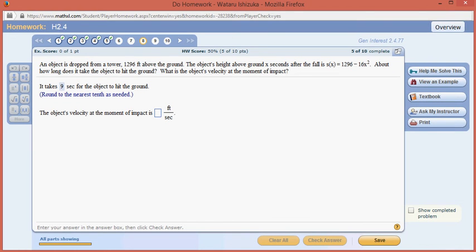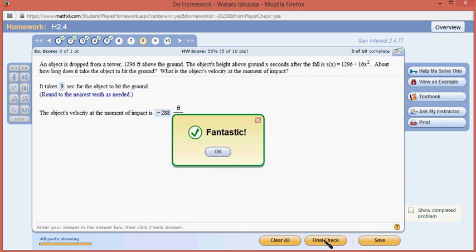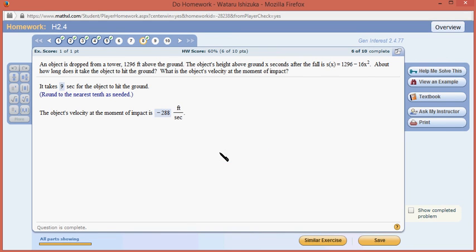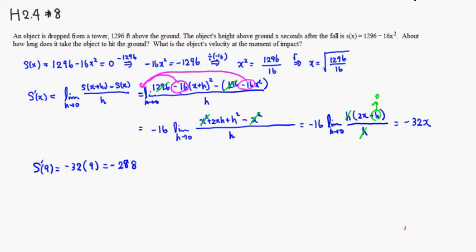Negative 288. Actually, maybe it's positive. Let's check the answer. Oh, actually, it's going to be negative. Alright, let's check the answer. We got that. Alright, that's it. I hope that this was clear.